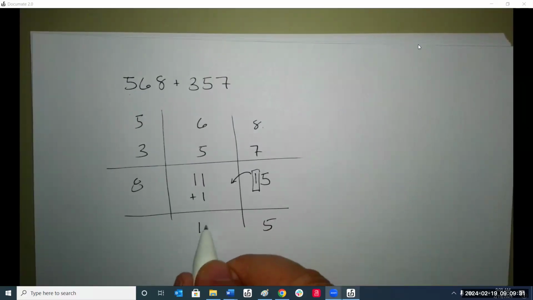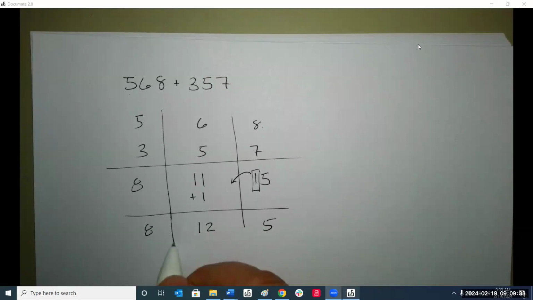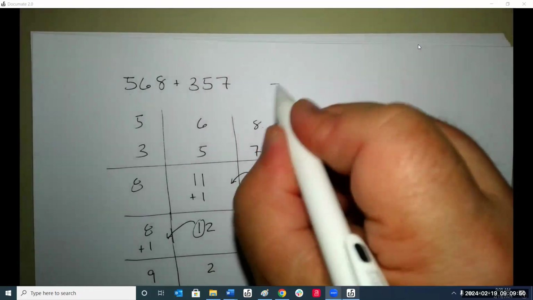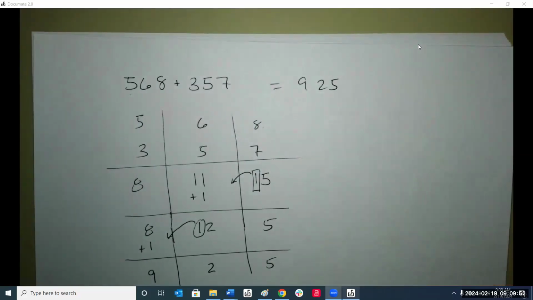11 plus 1 is 12. This one is too much, so it carries over. So we have a 5, a 2, and 9. 8 plus 1 is 9. So the answer is 925.